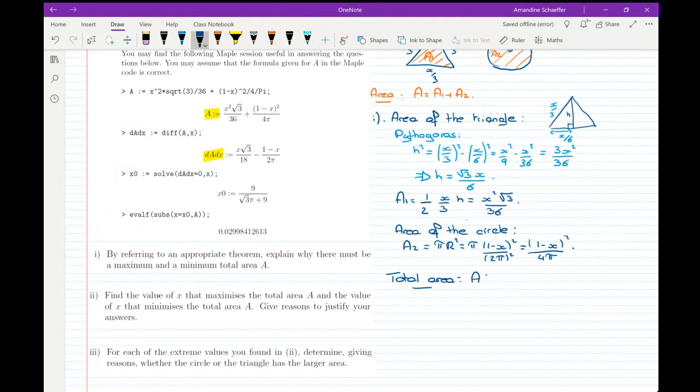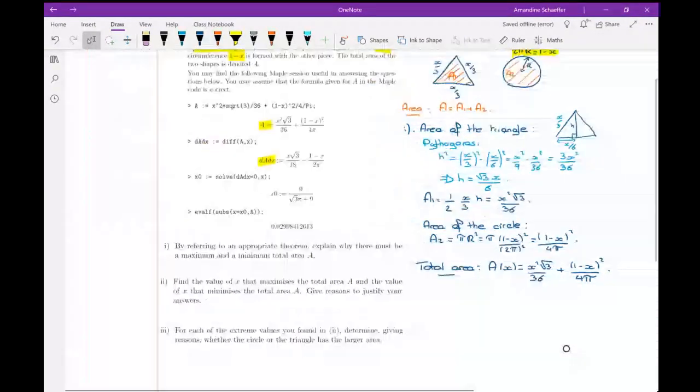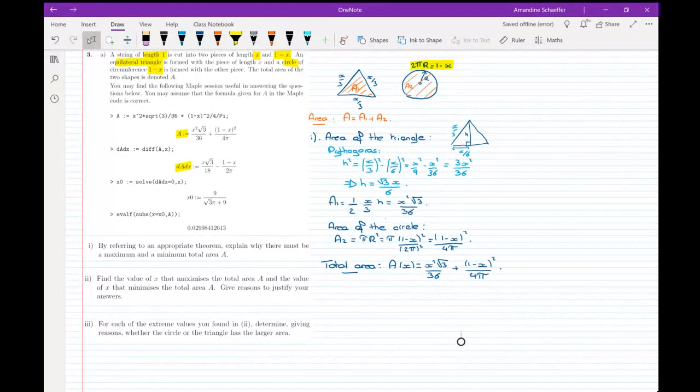Okay, so in the end, your function, the total area, A, is a function of x, and is going to be x squared square root of 3 over 36 plus (1 minus x) squared over 4 pi, because it's A1 plus A2. Right, so now the important part is this function is just a polynomial, okay? You have x squared and another x squared, another power of x, so it's just a polynomial.